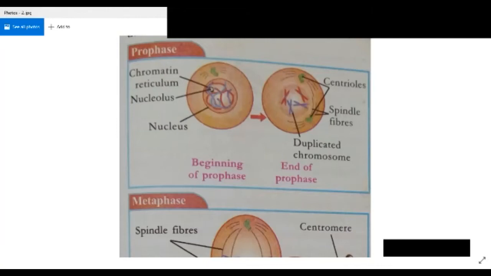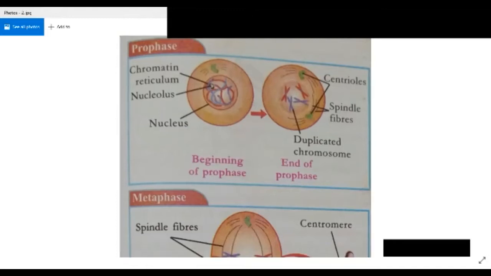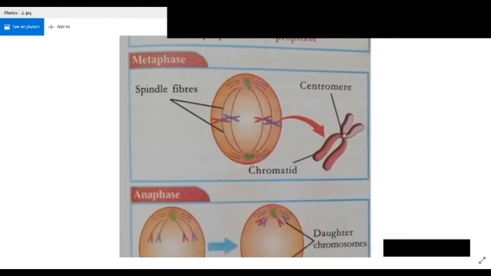Then the second step is metaphase. In metaphase, what we can see is that the chromosomes will be moving to the center, and you can see in the picture the centrosome and the spindle fibers formed in the metaphase. That is the second step.